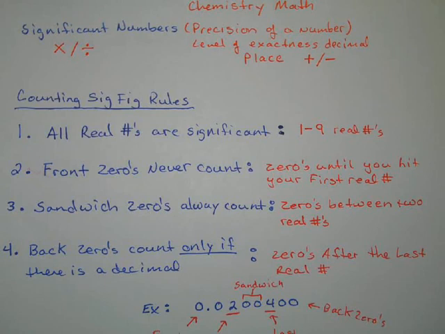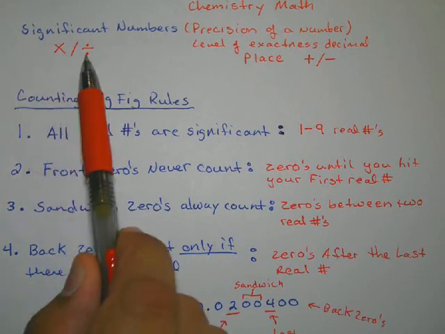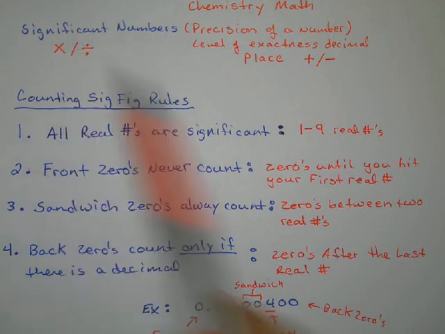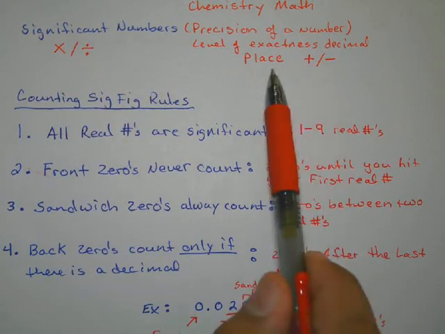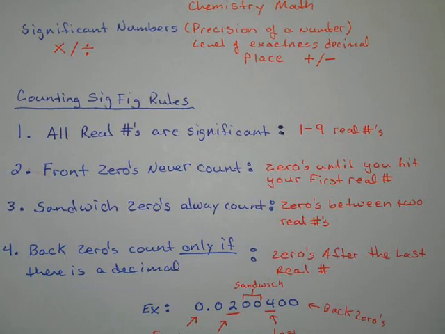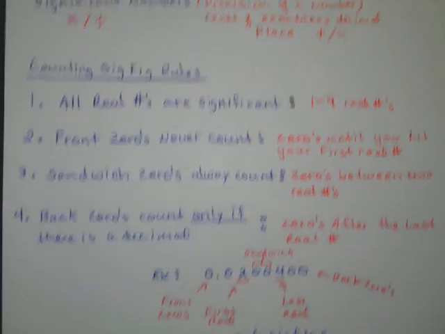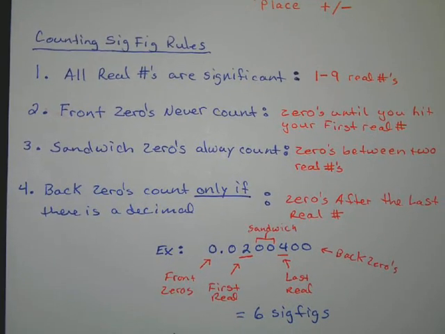Last time we left off, we talked about significant figures. We said that if you're multiplying and dividing, you use significant figures. If you're adding and subtracting, you're going to look at decimal place, okay? Now, to count the number of significant figures, you follow these 4 simple steps and you can do it.